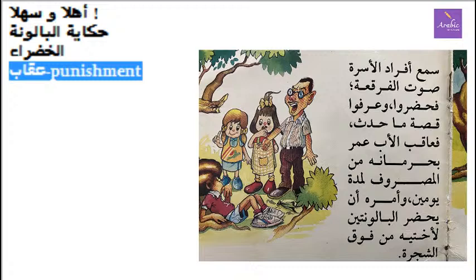So, حرمانه من المصروف, he's not gonna take masroof, he's forbidden, لمدة يومين. مدة is a certain period of time. لمدة يومين is for 2 days. يوم is 1 day, يومين is 2 days. وأمره, he ordered him. أمر. Remember فعل الأمر, there's a lesson about the verbs where you are giving orders to someone. So وأمره أن يحضر البالونتين لأختيه من فوق الشجرة. He ordered him to get the two balloons for his sisters from the top of the tree. فوق الشجرة is the top of the tree.